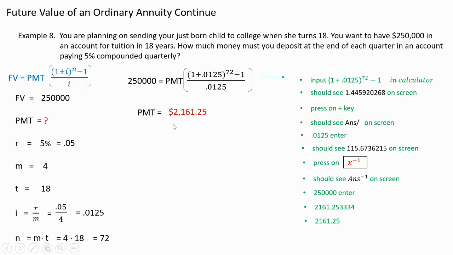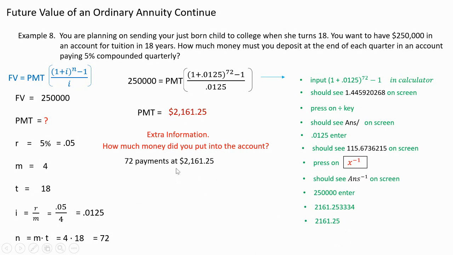Okay. Now let's see how much money. This is only extra information. Let's see how much money you actually put into the account. So I'm going to multiply the number of payments, which is 72, times the payment of $2,161.25. So really, what you put in there was only $155,610. That's how much came from your pocket.